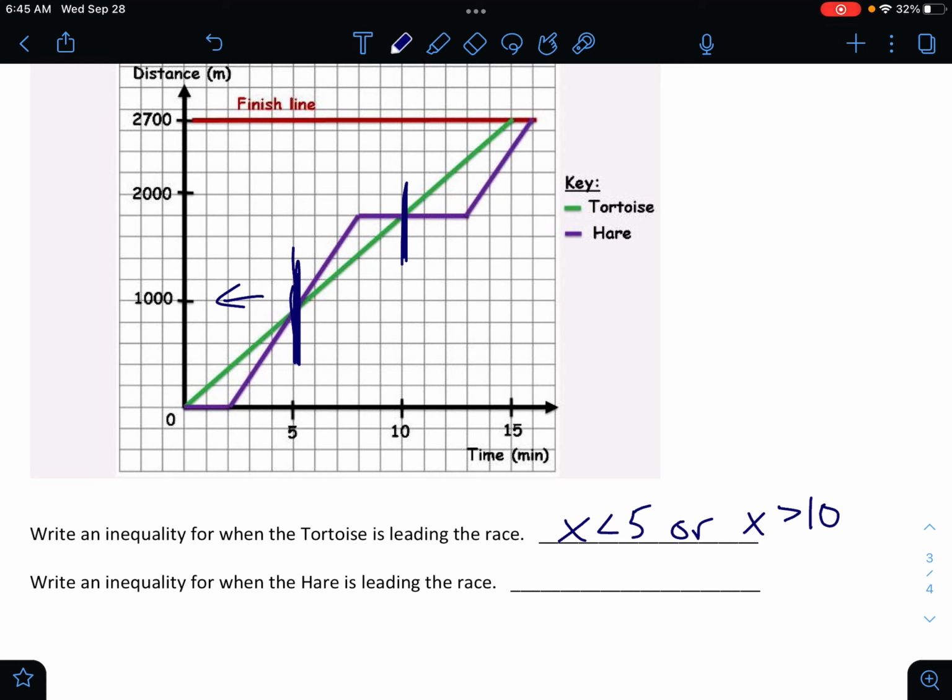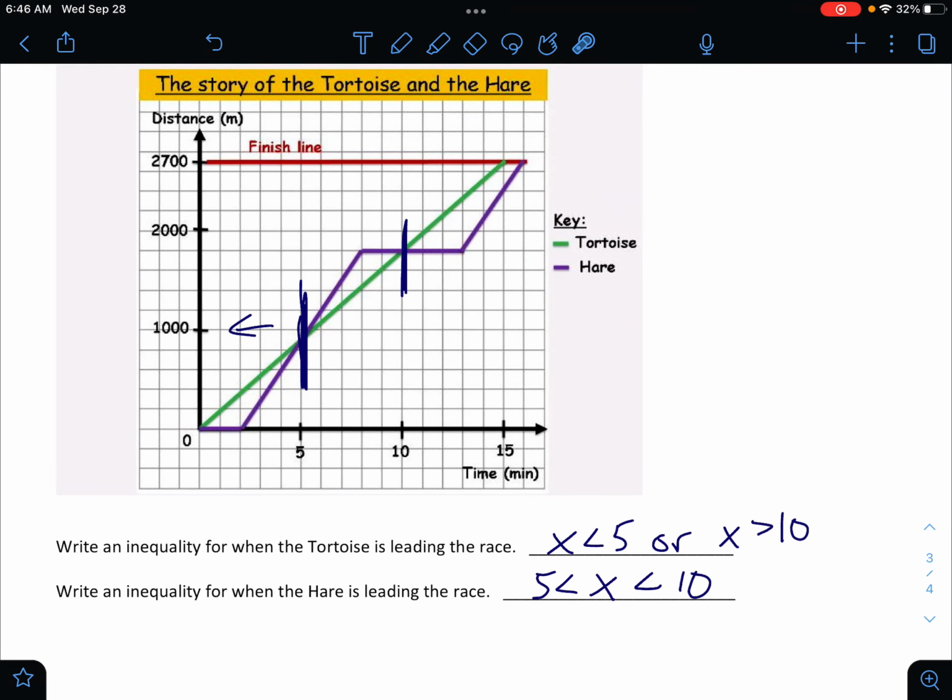And so that would be between 5 and 10, and we're just going to leave it like that. So between 5 and 10. And we didn't draw the lines underneath because at the 5-minute mark they're tied, and at the 10-minute mark they're tied. So we don't want to say that it's equal to, because the hare is not leading the race at 5 and 10. They're tied. So that's kind of how you work with interval notation.